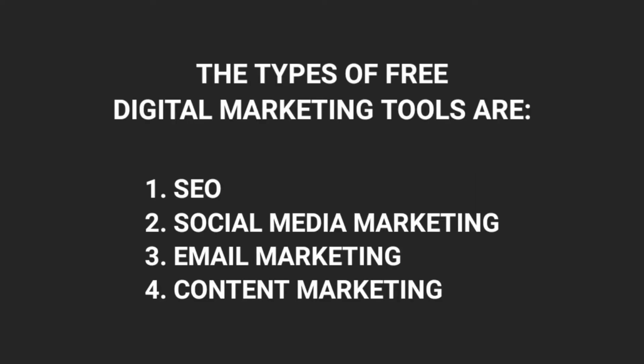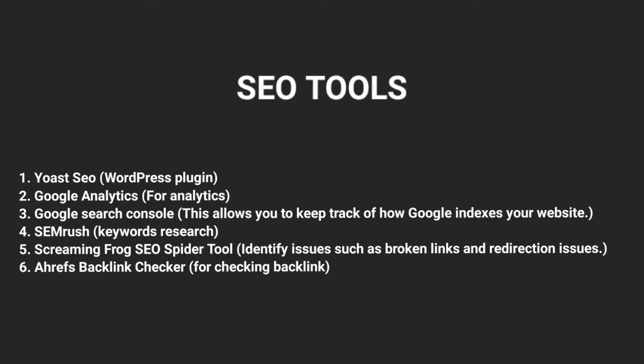The types of digital marketing tools are: 1. SEO, 2. Social media marketing, 3. Email marketing, 4. Content marketing. SEO tools.